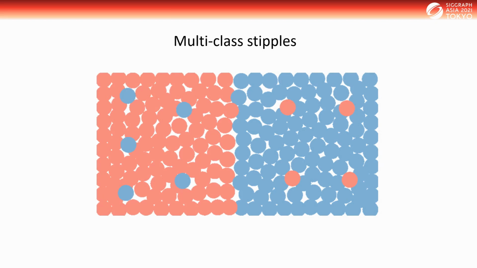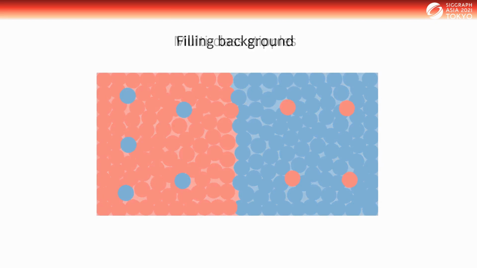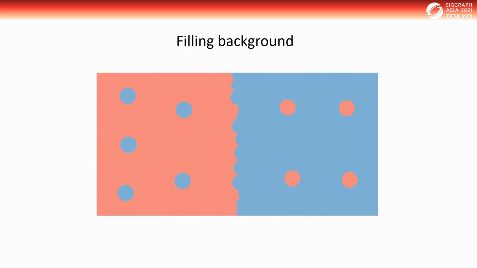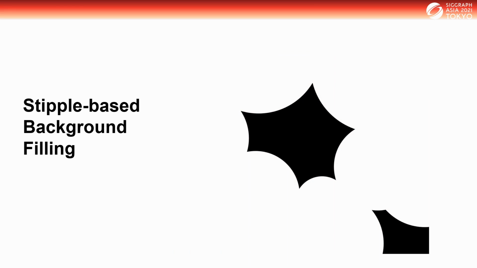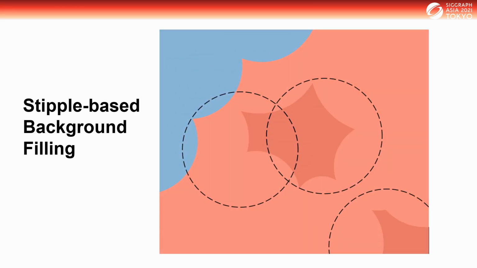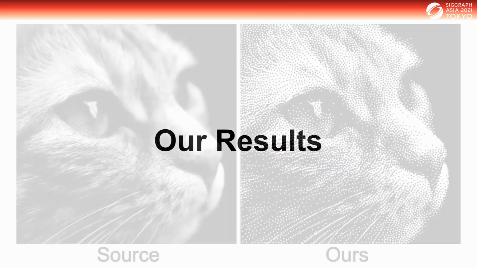However, the results are still not inverted stippling. We need to fill the background by adding new stipples as artists do. To do so, we introduce a stipple-based background filling method. First, we render all the foreground stipples in white on a black background to obtain a new density map. Then we perform another pass of stippling, to add new stipples at the back of the original ones to fill the background.